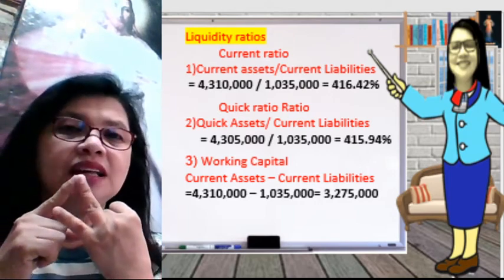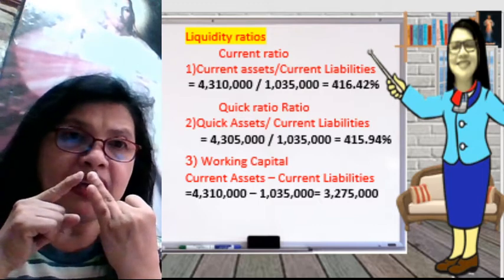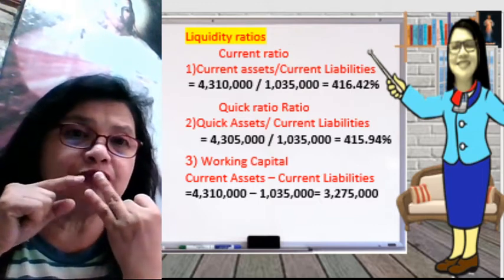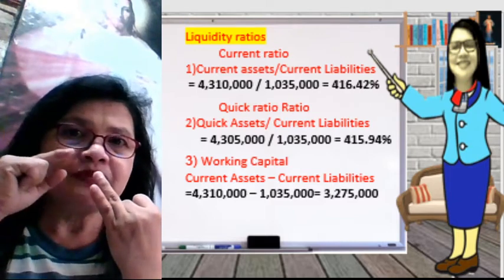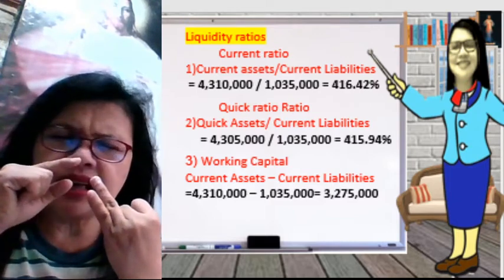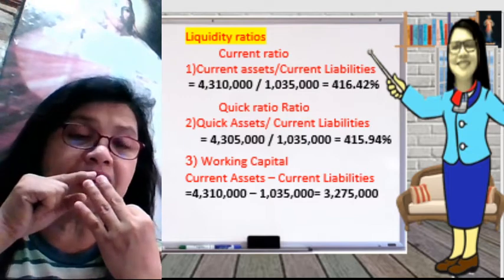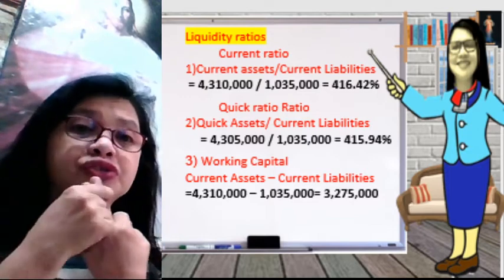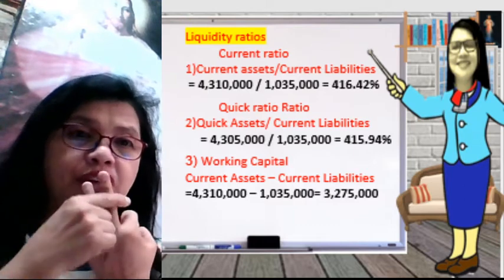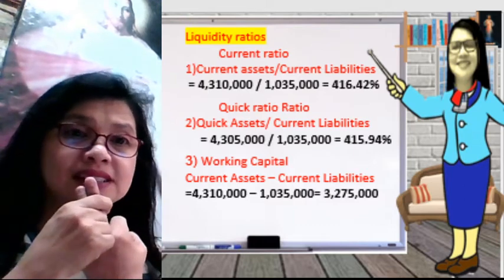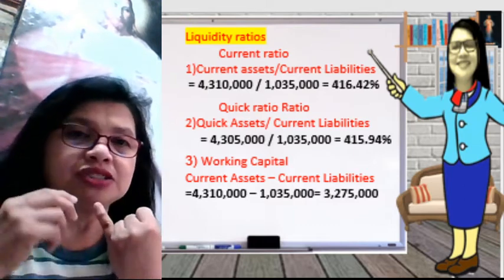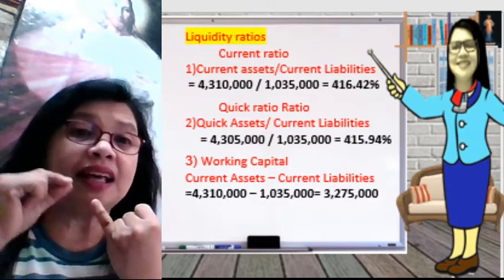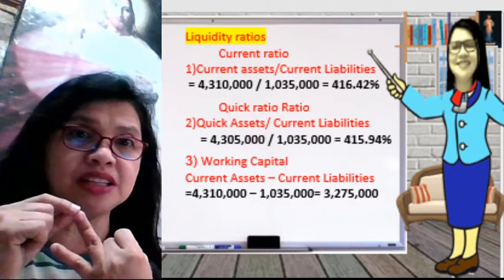If they could be collected in the near future, then we could classify the accounts receivable and the marketable securities. It depends on how soon you can transform these two assets into cash. So for quick assets, in this case, we will use only the cash and the accounts receivable.